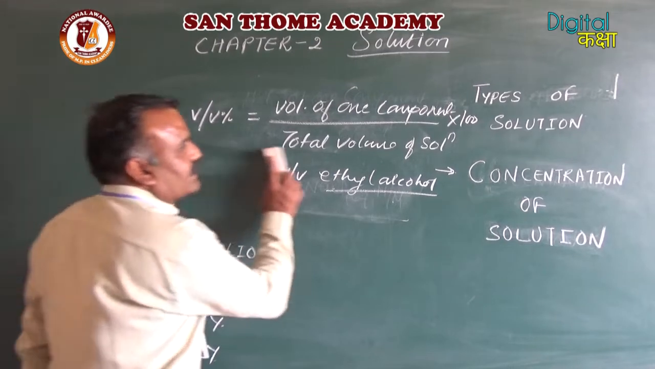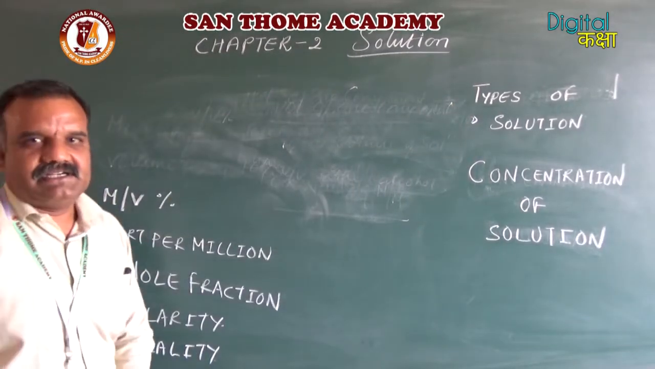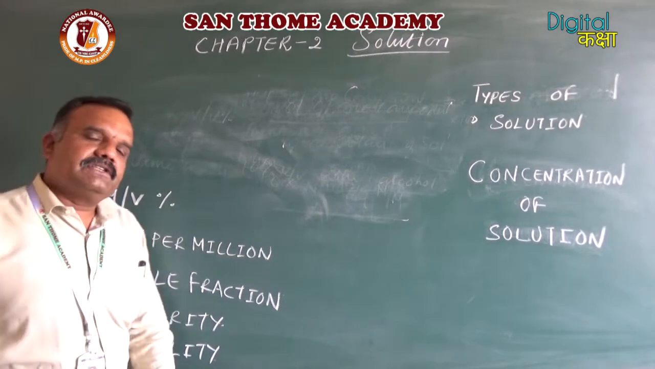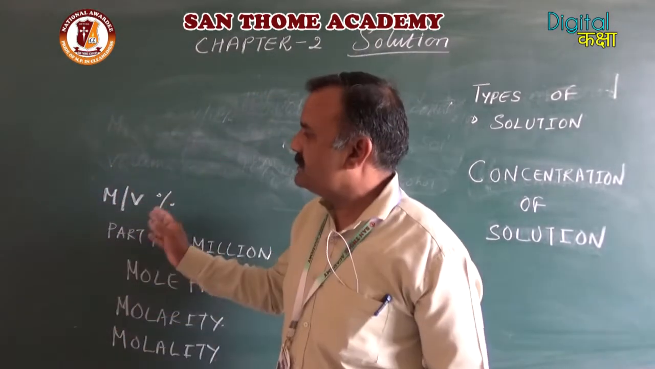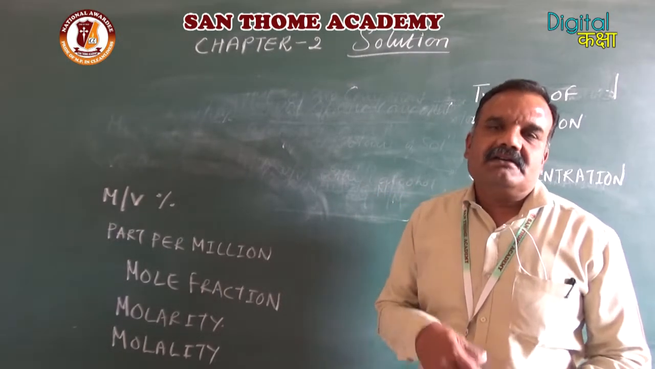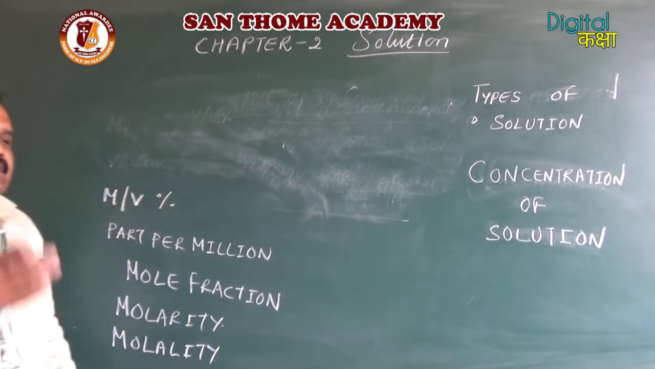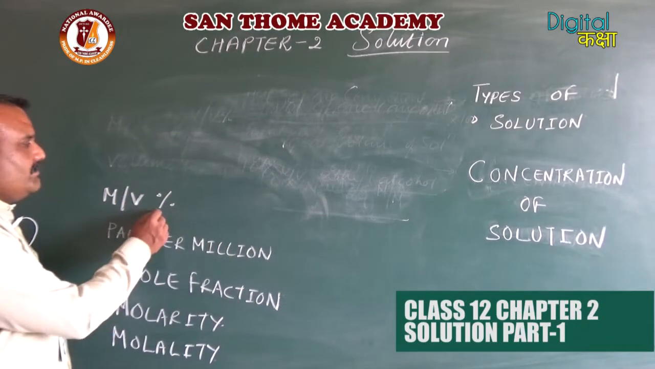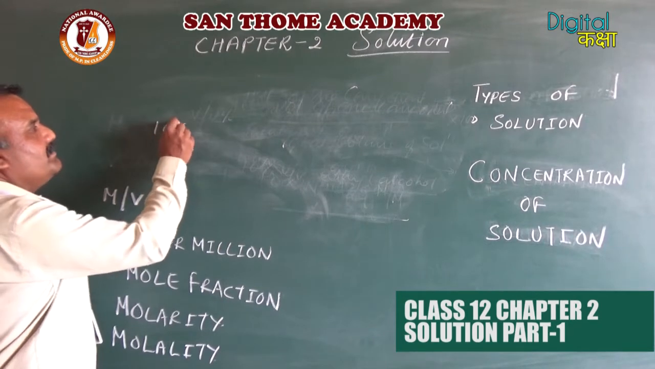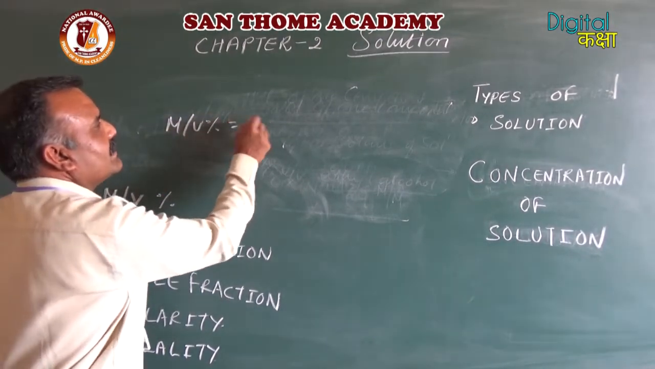Another way of expressing the concentration is mass by volume percentage. Mass by volume percent is the most common way of expressing the concentration of various contents present in medicines or syrups, and it is especially used in pharmaceutical companies. For example, if I say 10%, it is defined as mass by volume percent.